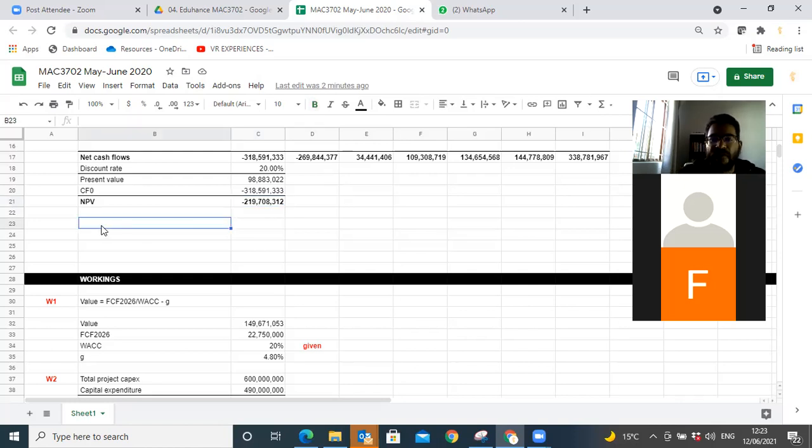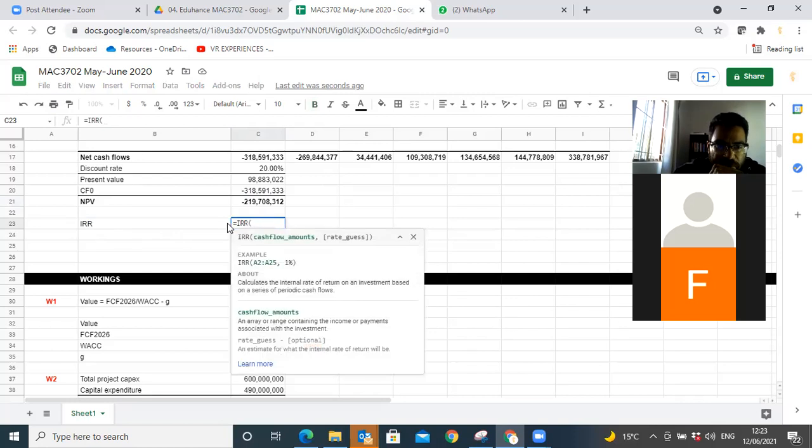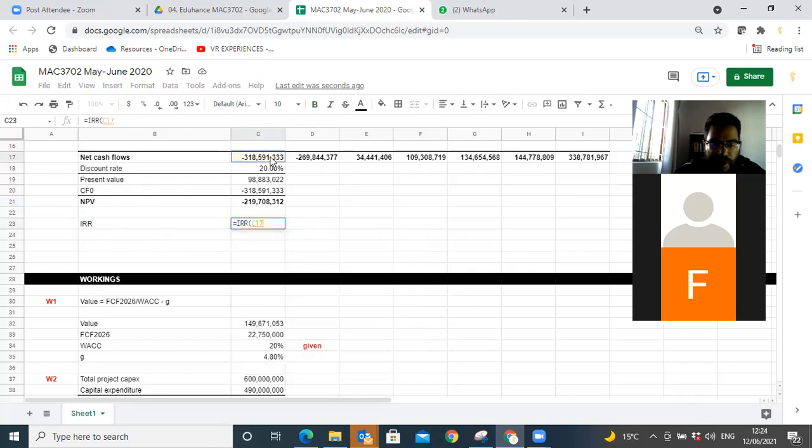For Excel and for Google Sheets, they have a separate formula for IRR. So I'll just do it over here. I'll say equal IRR, and I'll open up a bracket. What do they ask me for? They ask me for the cash flow amounts. So all I do is work out the cash flow amounts. I will do cash flow.